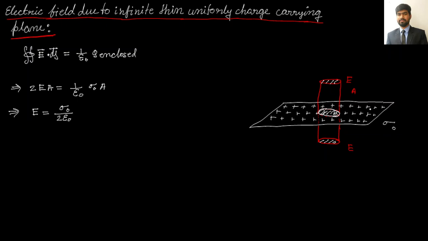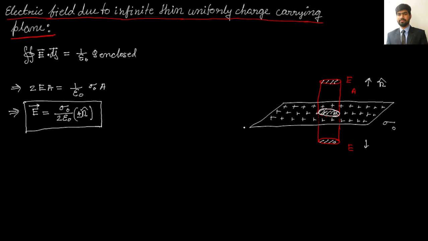And then the direction: if it is carrying a positive charge, then above this plane it will be in the upward direction and below the plane it will be in the downward direction. Okay. So if we consider this is n cap, then this will be minus n cap. So we can write plus minus n cap here, where n cap is the unit normal to the plane. Okay. So this will be the electric field because of this thin charge carrying infinite plane.